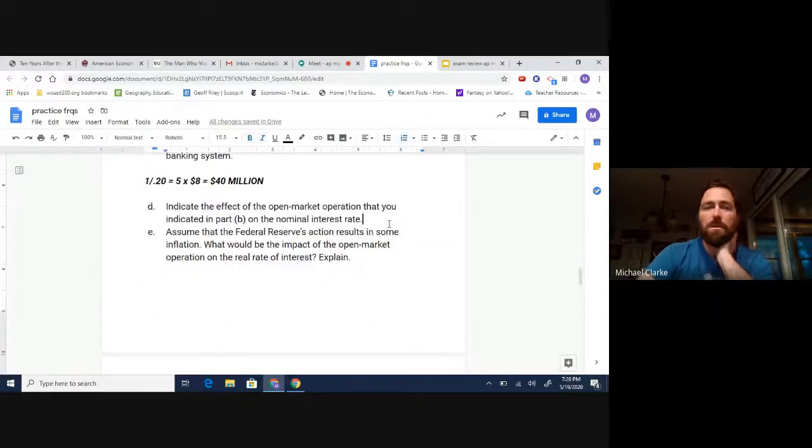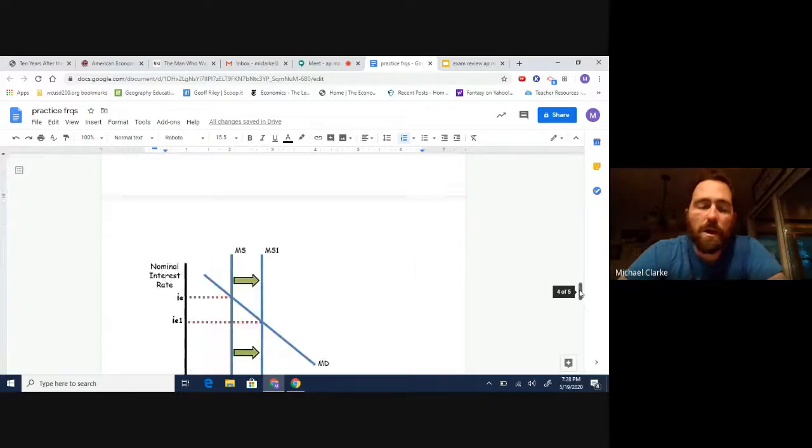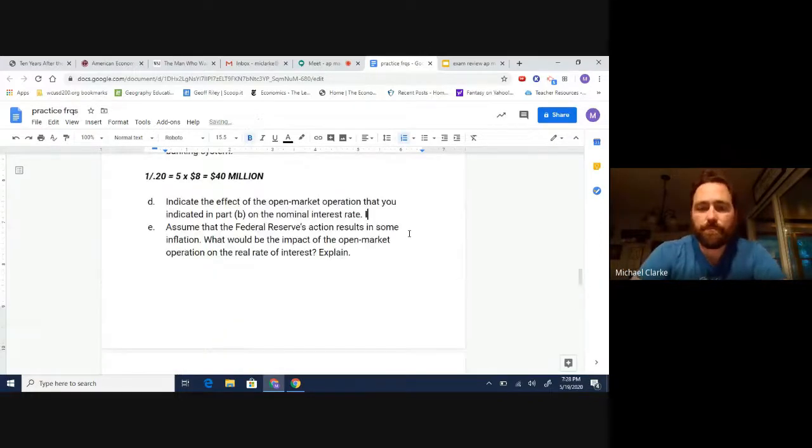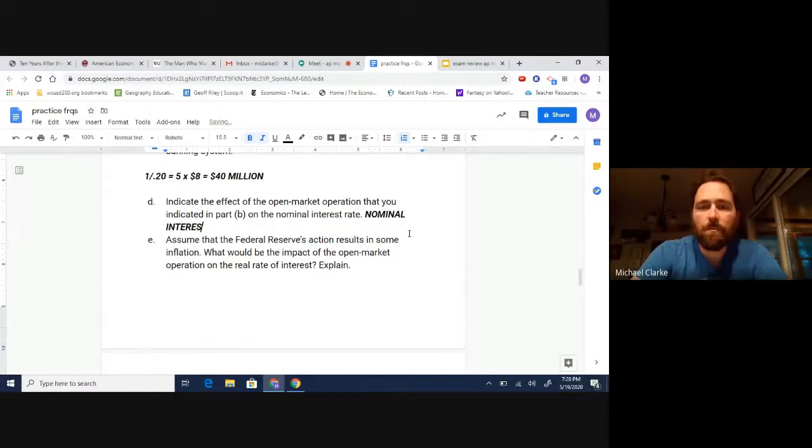Last two parts. Indicate the effect of the open market operation that you indicated in Part B on the nominal interest rate. Oh, and I did have a graph. It's right here. Okay, so the Fed's buying bonds. It's increasing the money supply. Look what happens to the nominal interest rate. It's decreasing. Okay. That's all you got to do there.